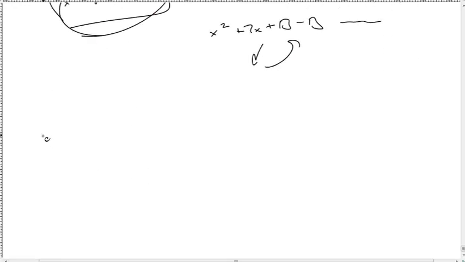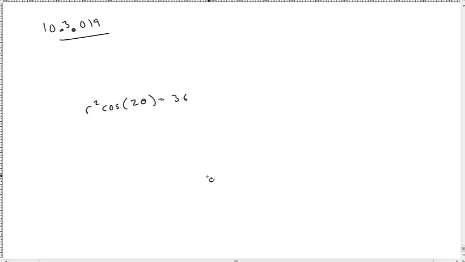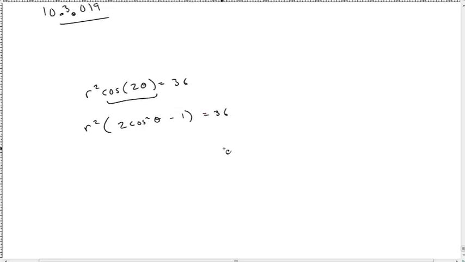Okay. I got 10, 3, 0, 1, 9. I got r squared times cosine of 2 theta is equal to 36. And what they want is to convert this into rectangular form as well. We have to do a little bit of math in order for it to work. This cosine of 2 theta, actually there's a formula for that. It's 2 cosine squared theta minus 1 equals 36.